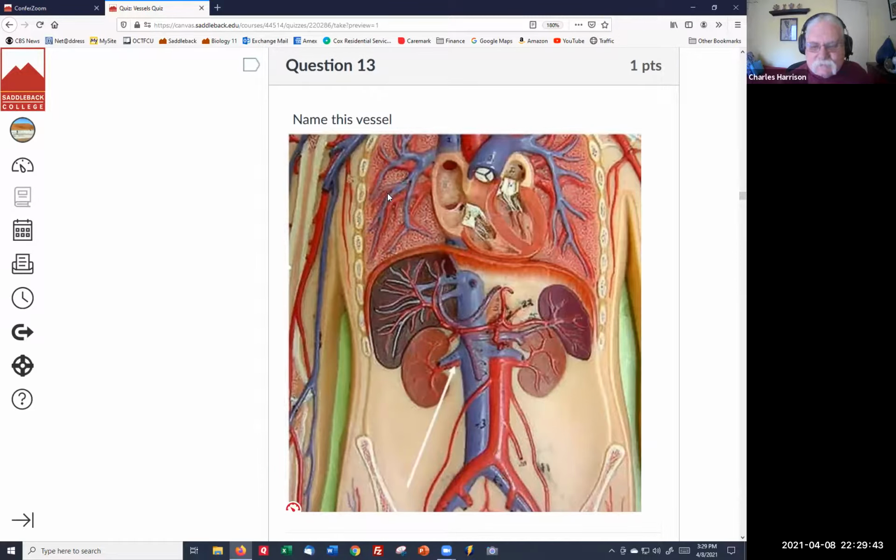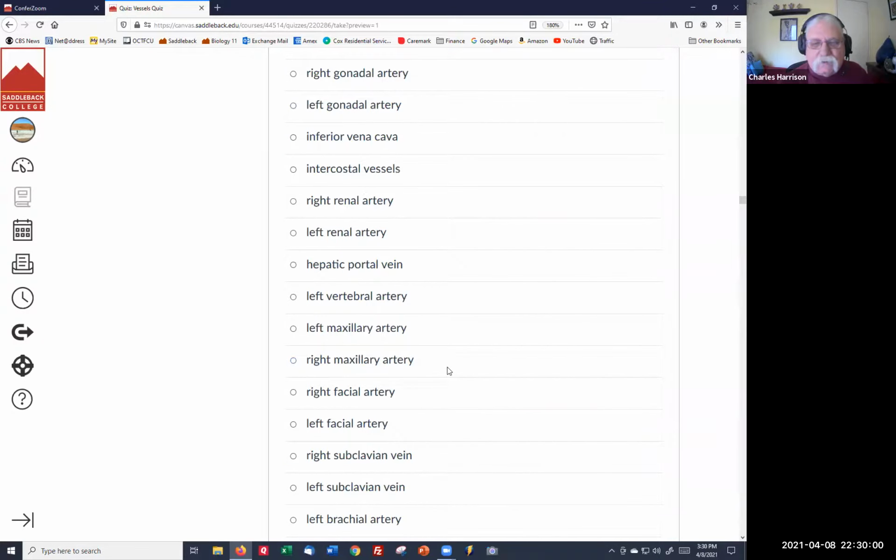We want to name this vessel. Okay, here's the white arrow. It's pointing to this one. On this test, you have to be careful. On my test, you would simply say renal, but it's pointing to the red one. So we want the right renal artery.